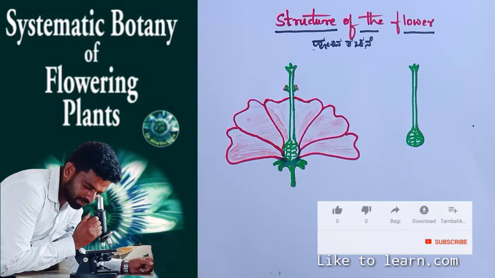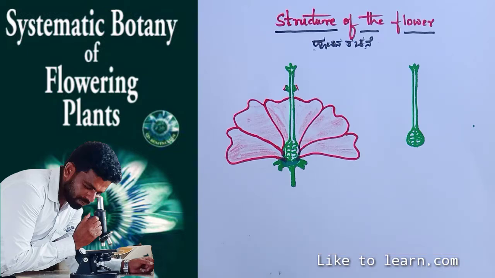In this class, we are discussing sexual reproduction in plants. The process of sexual reproduction in the most advanced group of plants, that means the angiosperms, commonly called flowering plants. Flower is a reproductive part of a plant.